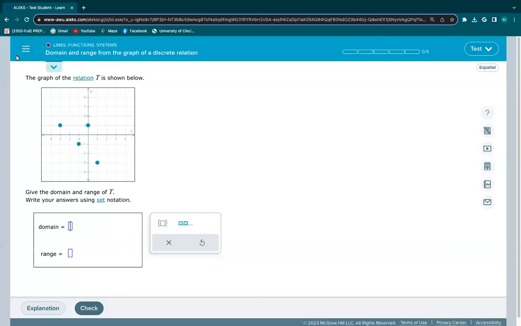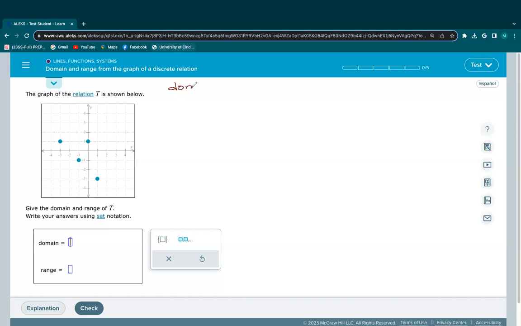All right, so domain and range from the graph of discrete relations. The one thing that you want to remember is domain is the input, and it is generally the x's. The range is the output, and in a graph or equation, it's usually the y. So one way that we can do this is we need to find all of the x's, so we can go across and list what we have.